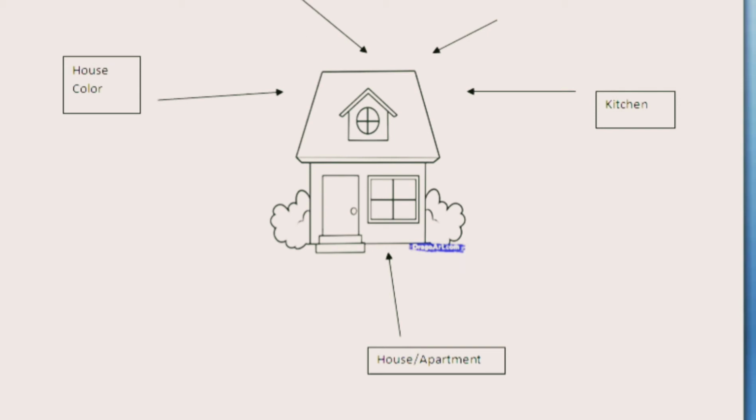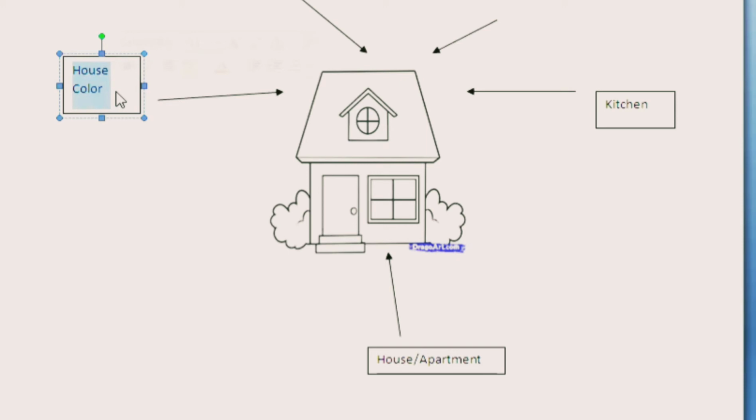Now, for example, you can say, in my house, there are two rooms, three rooms, four rooms. You know how many rooms you have. You can say, I have three rooms in my house. You can also talk about the house color. You can say my house color is white.